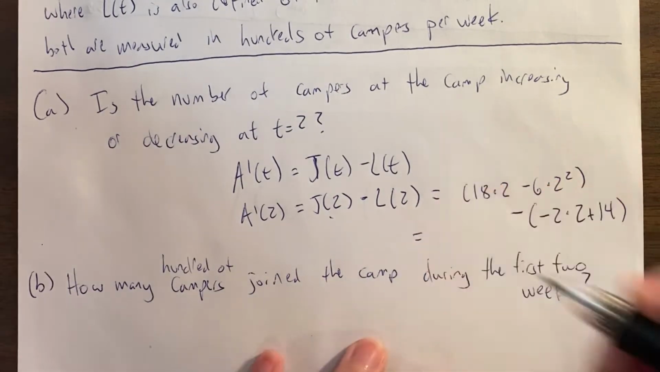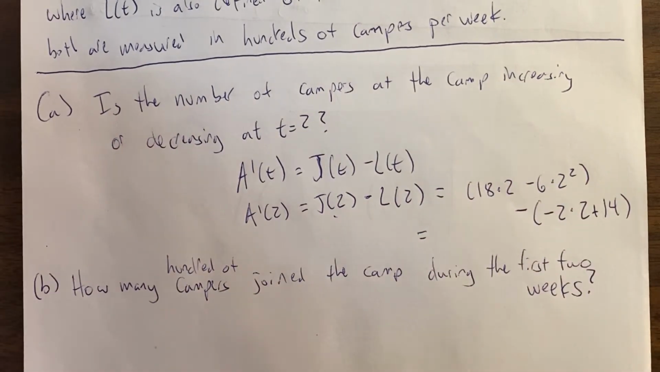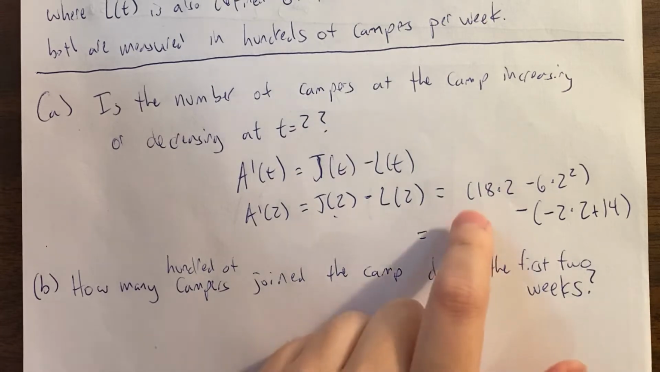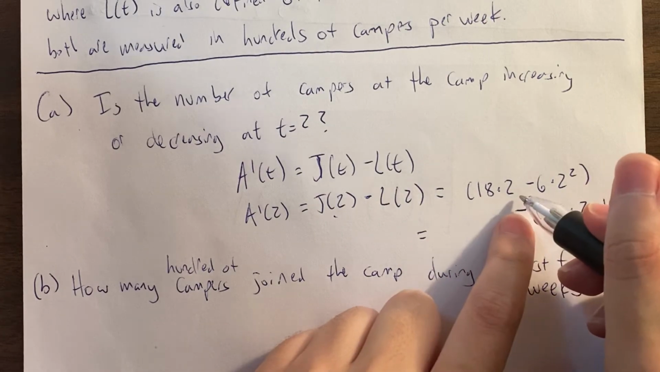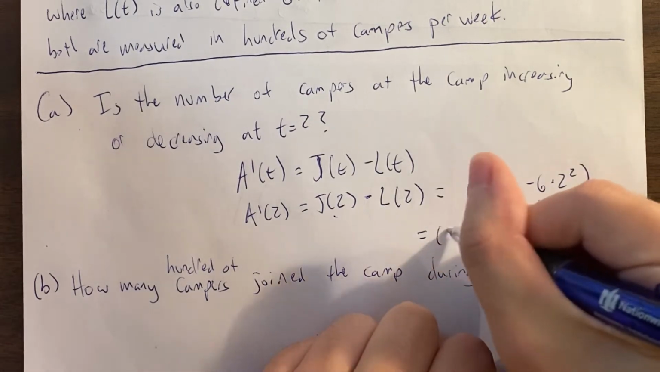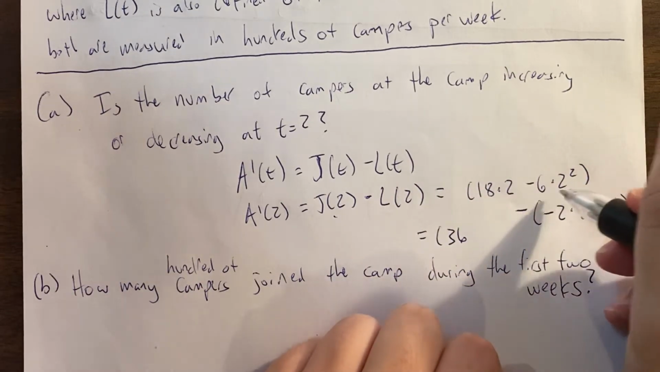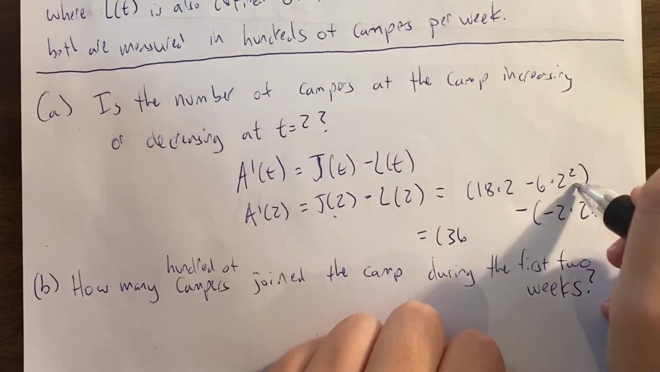And then let's just see if I can do any math, which is a question. I might not be able to, but it looks like 18 times 2 is 36. 6 times 4 is going to be 24.